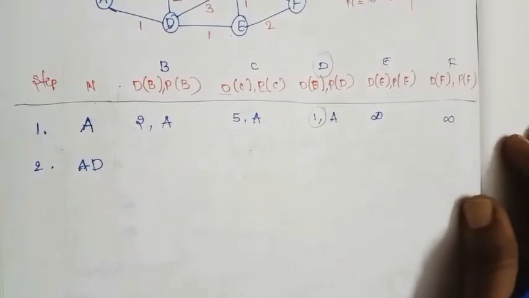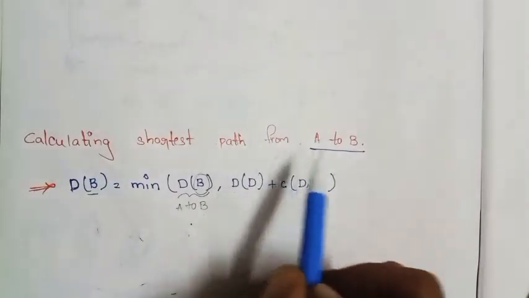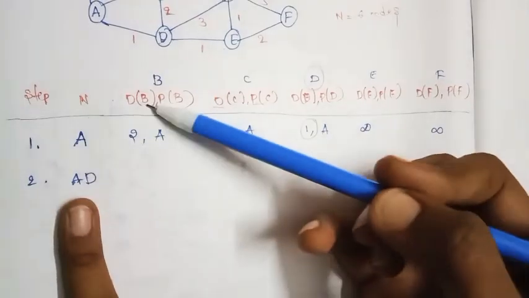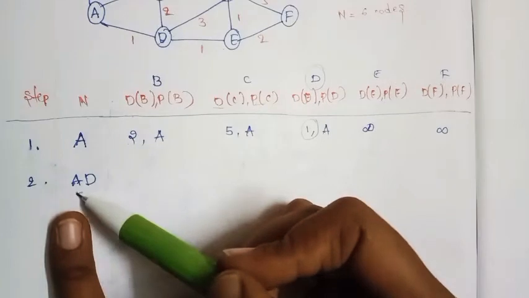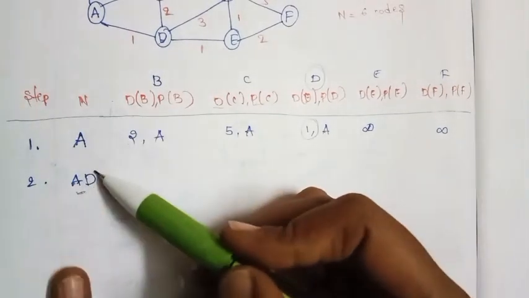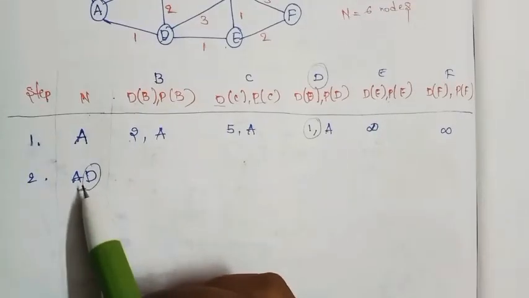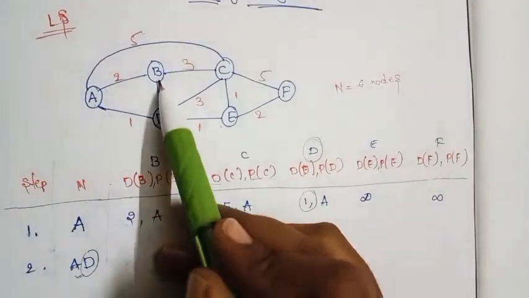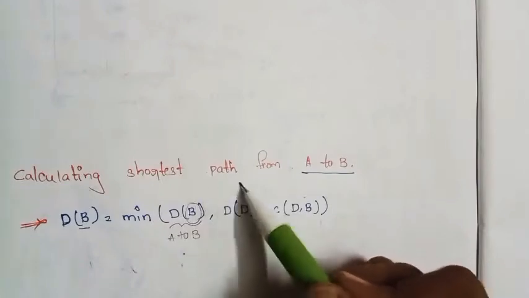And let us see what the formula is. See, calculating the shortest path from A to B. Here we need to find the shortest path from A to B only, guys, including D. Here we need to include D. That means to find a path, A to D and then D to B. So we just need to include the D. That's it, guys.